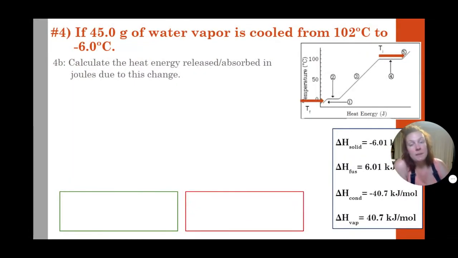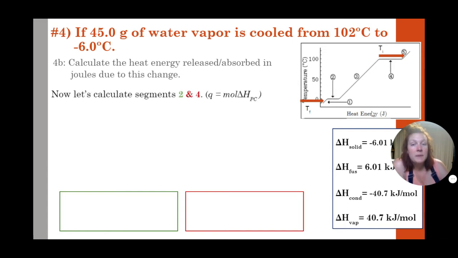Okay, so now that we've done segments 1, 3, and 5, we have to take a look at the other segments, 2 and 4. We need to calculate the heat energy released in segments 2 and 4. And remember, those segments are going to be using our new formula, Q equals moles times delta H of the PC. So moles times the molar heat of the phase change. That's what PC stands for.